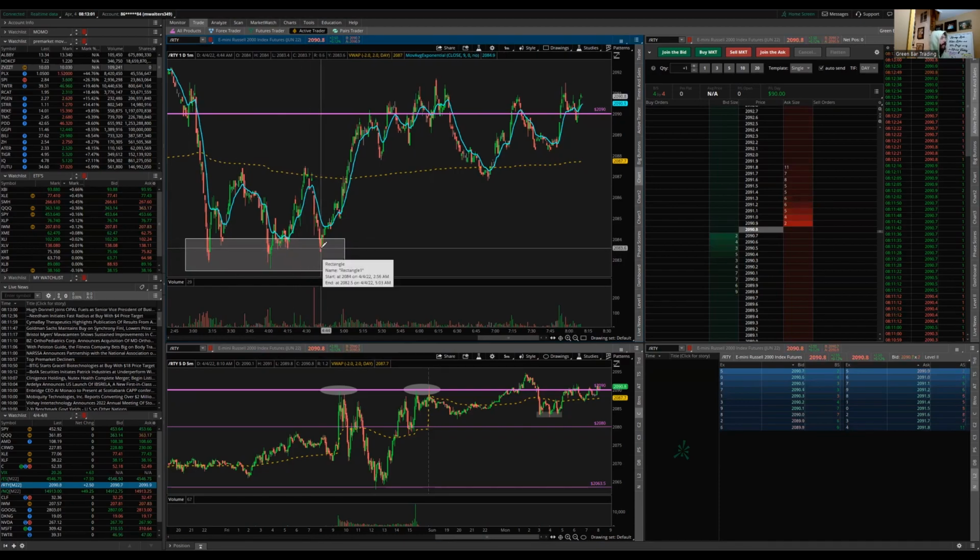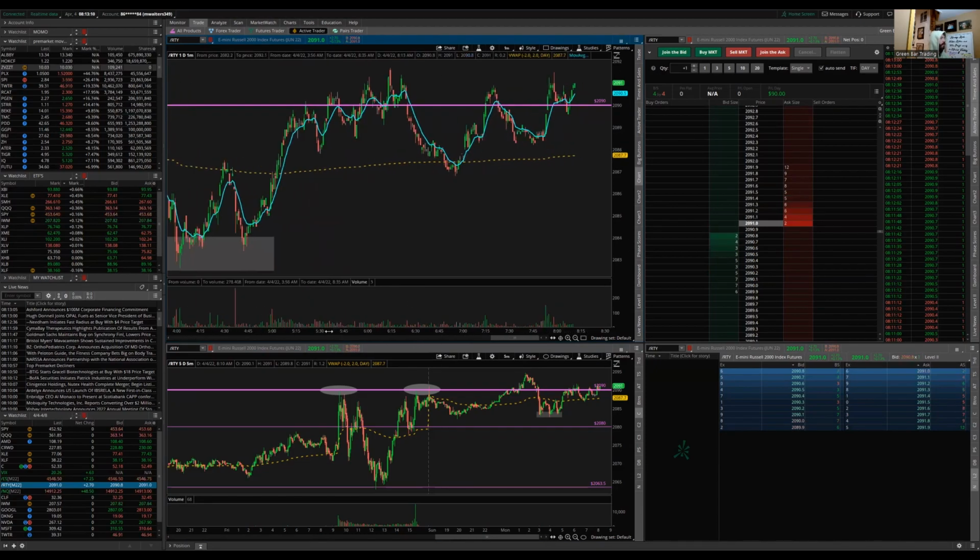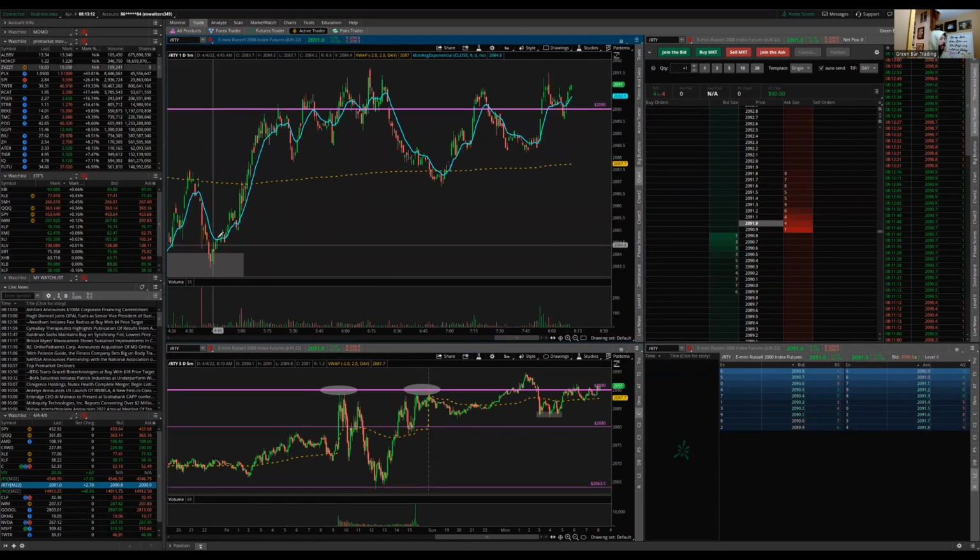So this is a nice area here for demand. And then we saw a nice move starting at 445 all the way up to about 515. So about 30 minutes of really, really nice bullish action. So this was my first trade.